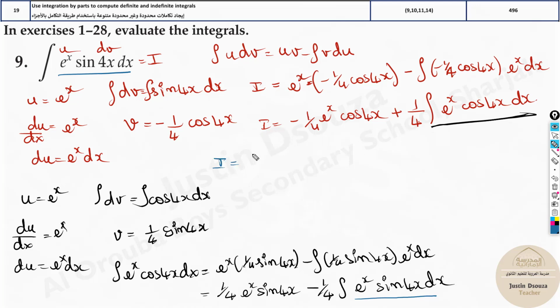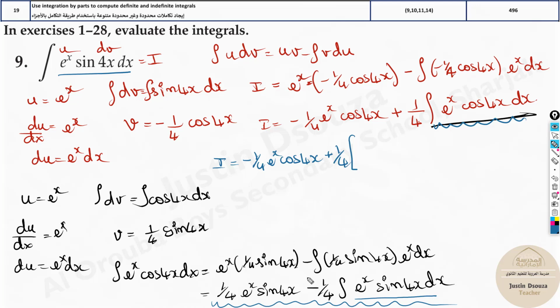I is equal to this as it is, minus 1/4 e to the power x cos 4x as it is. Then we add plus 1/4, which is also the same. See this part, this part is basically whatever we got over here just now. So I need to write 1/4 multiplied. Instead of this, I'm going to do this. We did integration by parts once, and inside that again we got the same situation, that is, the product of two terms being integrated. So again we did integration by parts, and now we are getting over here.